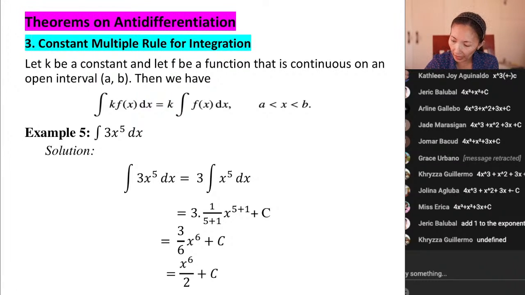So, 3 times, again, applying the power rule. Use the power rule for this part. 1 over 5 plus 1, x raised to 5 plus 1 plus c. Which when simplified gives 3 times, this is 1 over 6, so 3 over 6, x raised to 6 plus c. And then simplify further. 3 over 6 is 1/2. So x raised to 6 over 2 plus c. So as simple as that.